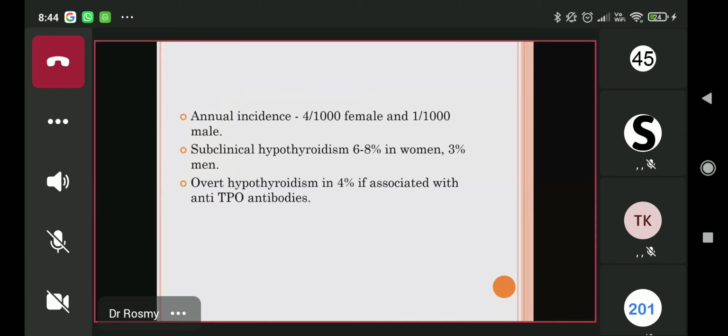The annual incidence is 4 in 1,000 females who will have Hashimoto's as compared to men, where in 1,000 only one man will have it. So it means the disease is more common in females.